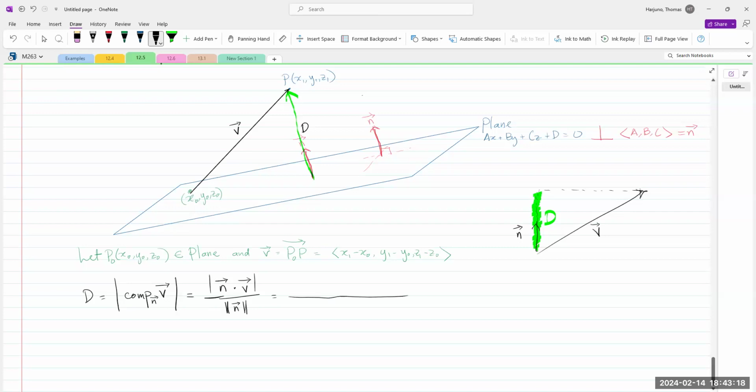But what is n dot v? n is a, b, c dot x1 minus x naught, y1 minus y naught, z1 minus z naught, over the length of vector n. But the length of vector n here is the square root of a squared plus b squared plus c squared, right? Long time no see.